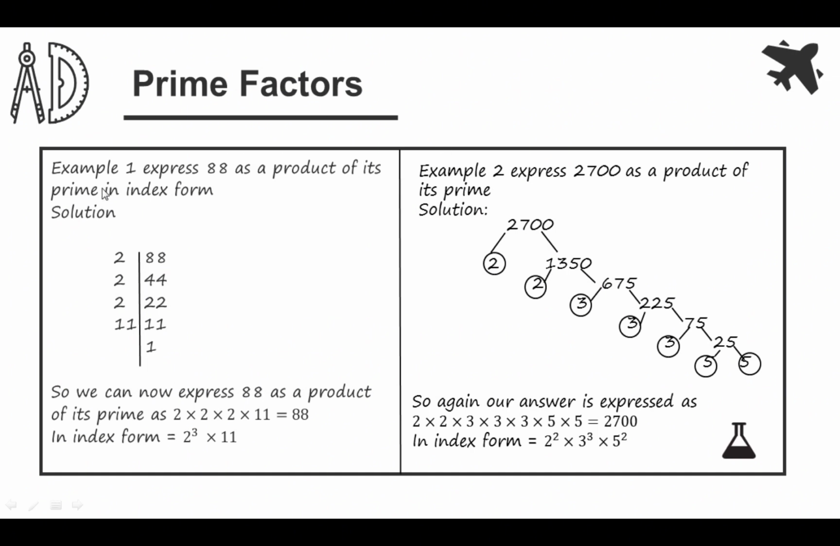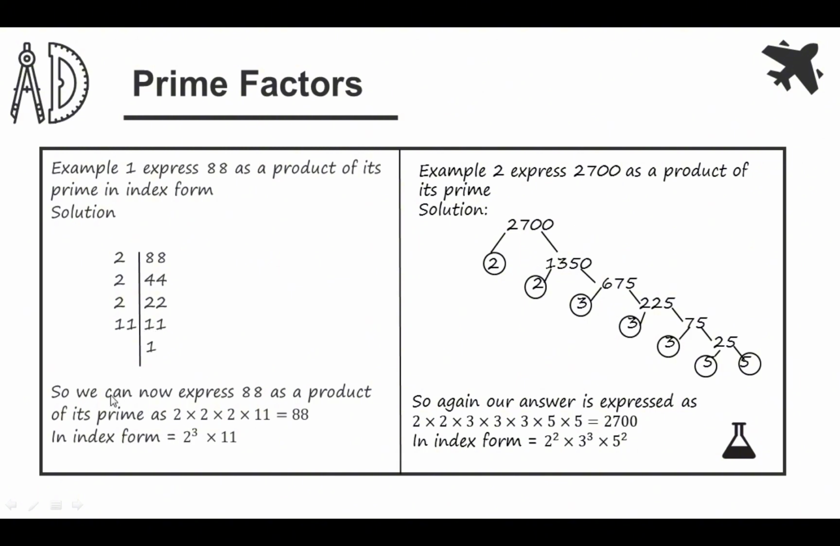Let's go for further examples. Example 1 says: express 88 as a product of its primes in index form. Now, which prime number can divide 88? We start with 2. 2 divides 88 to give us 44. 2 divides 44 to give us 22. 2 divides 22 to give us 11. Which number can divide 11? Remember, 11 is a prime number.